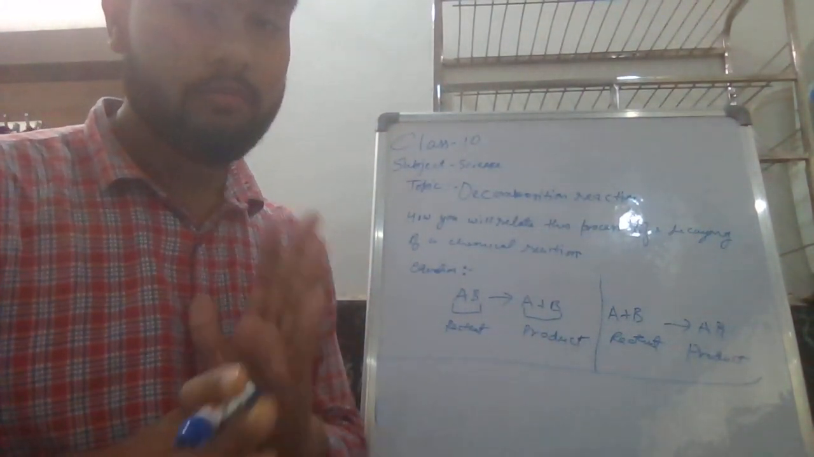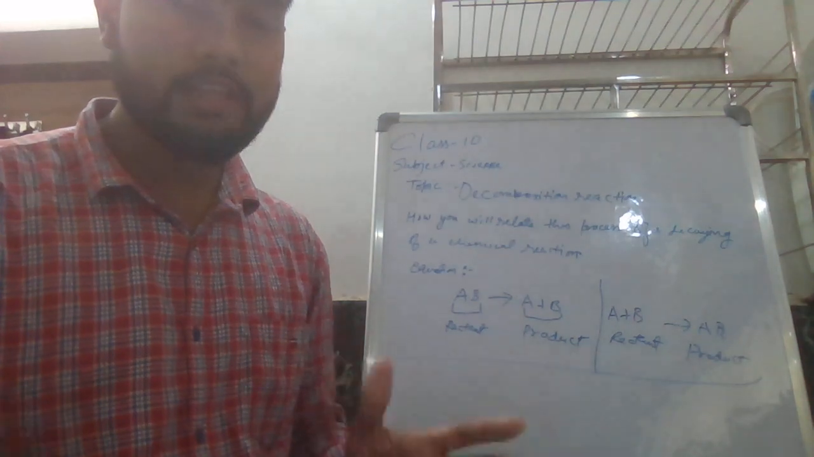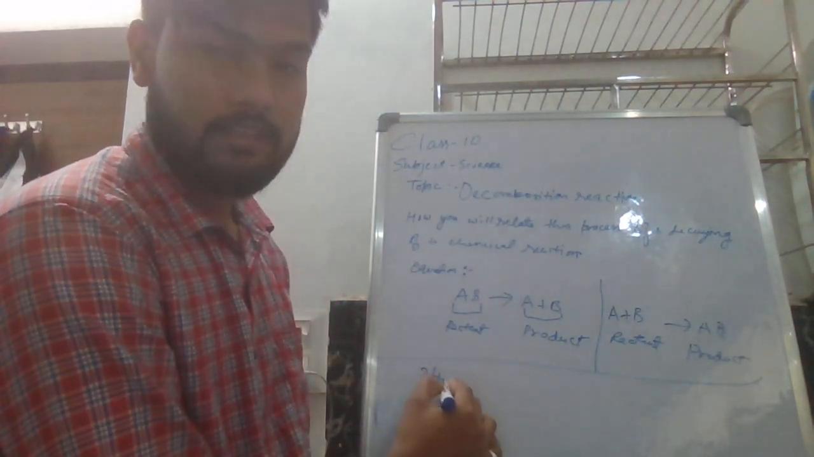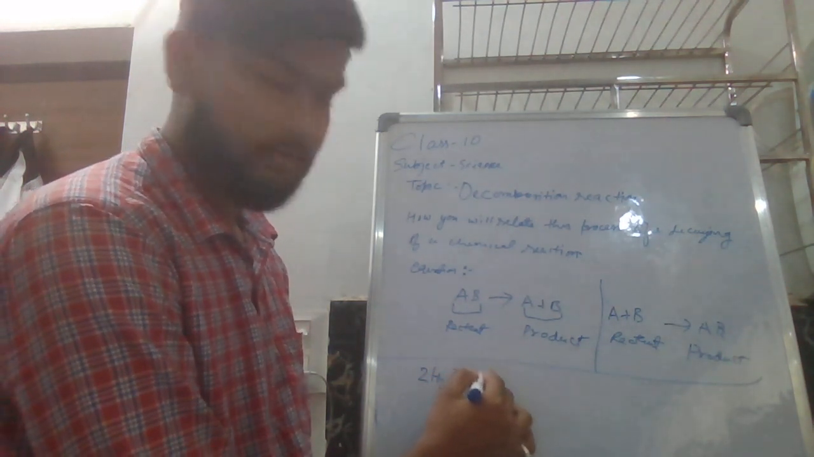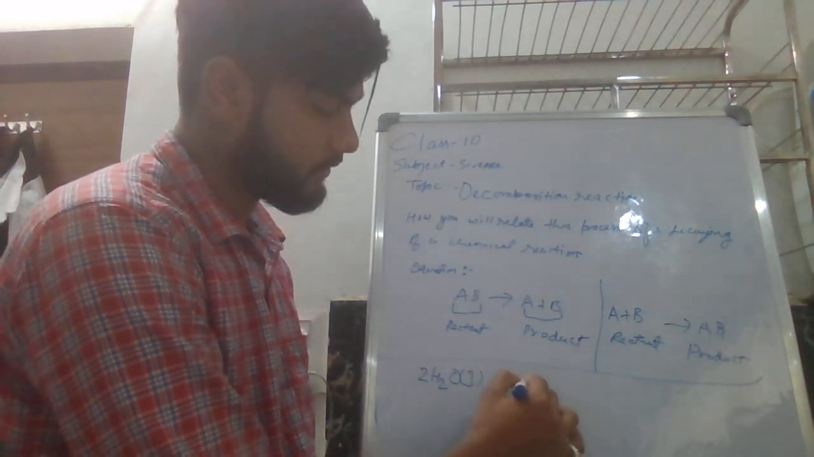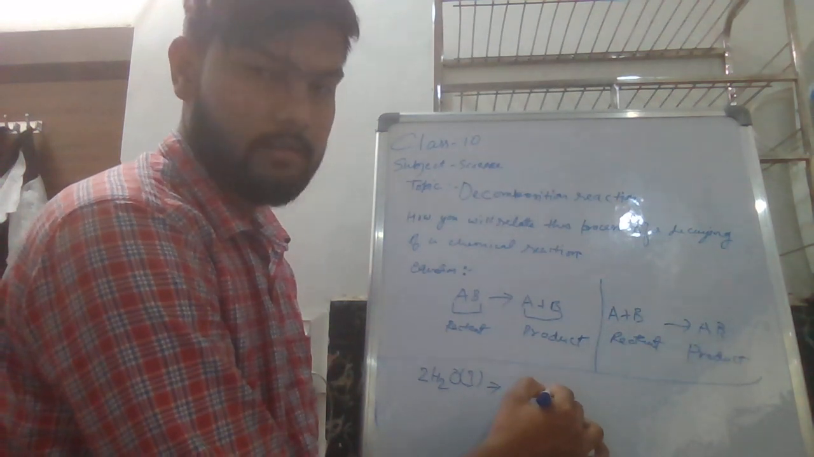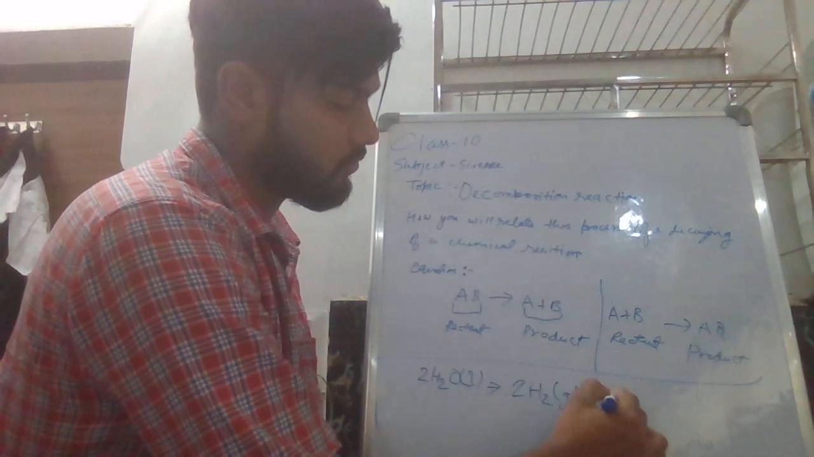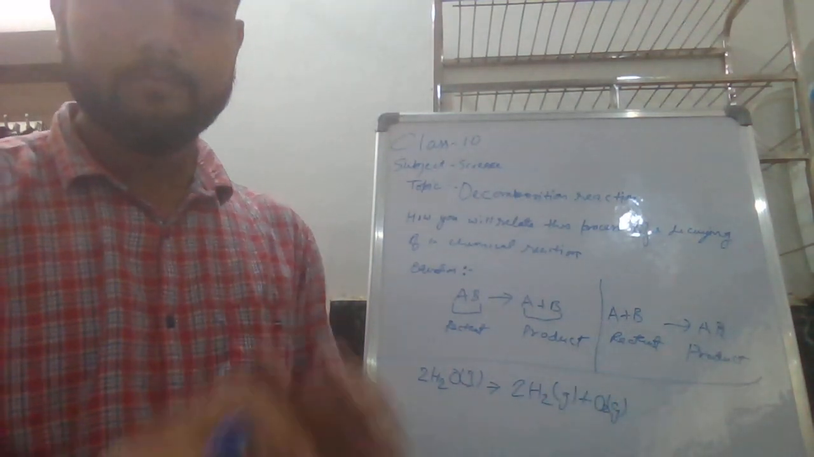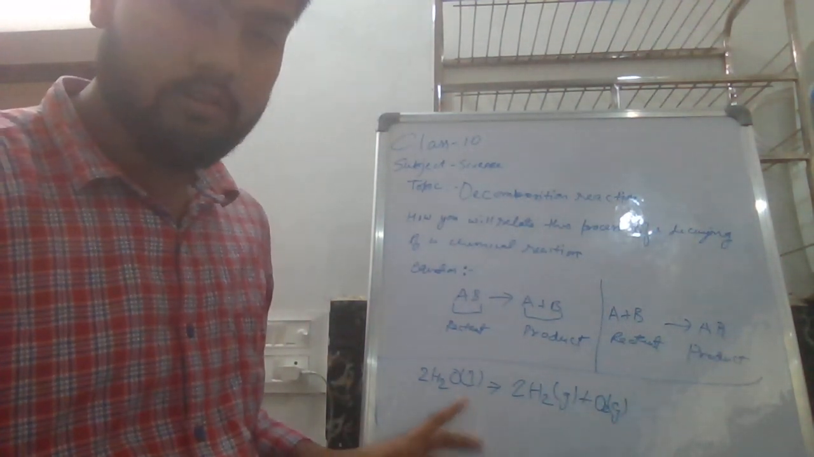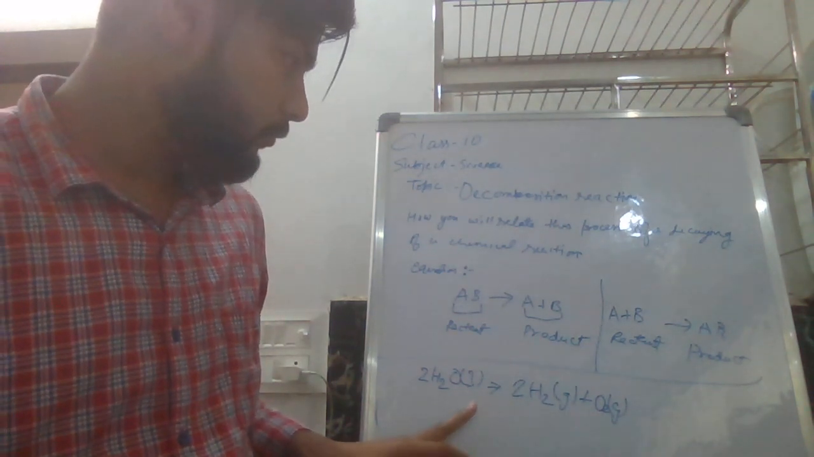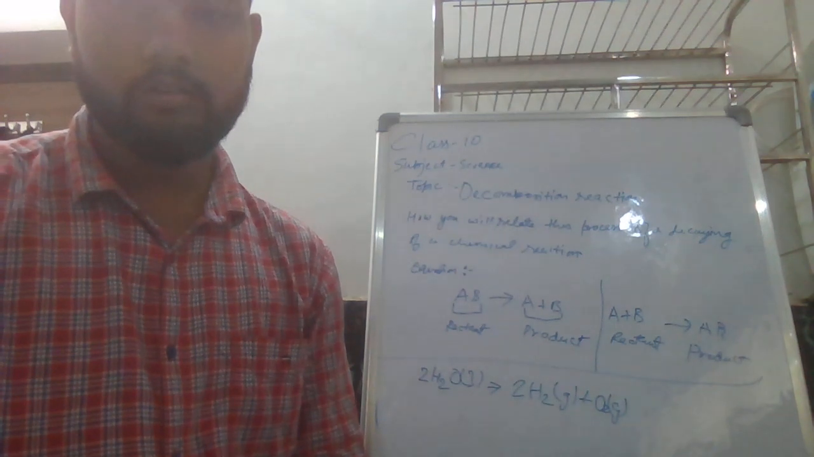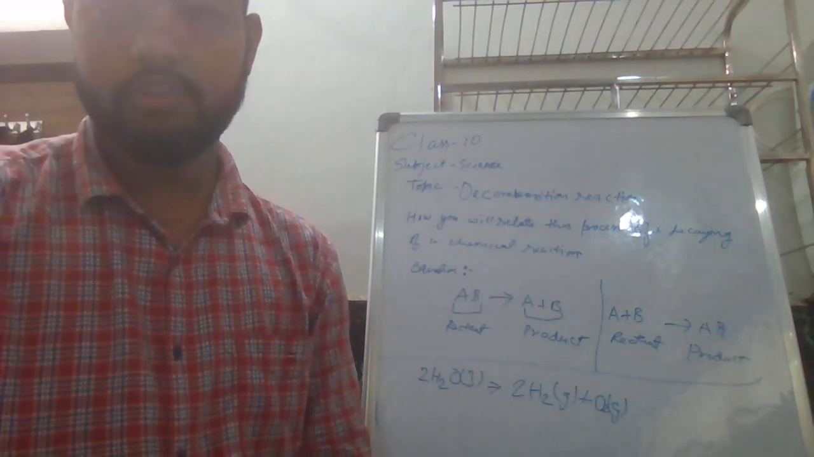For example, decomposition of water. Here water breaks into hydrogen and oxygen. So the equation will be 2H2O(l) gives 2H2(g) plus O2(g). Okay, so this is a decomposition reaction. Moving further, I hope till now it is clear to you what a decomposition reaction is.